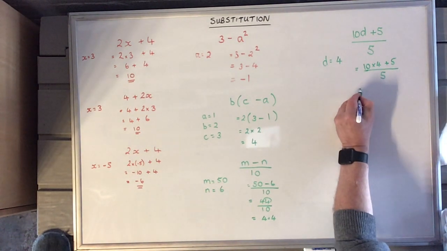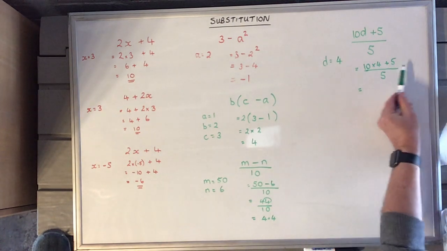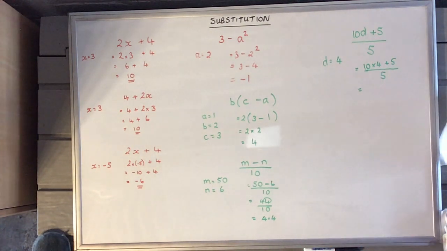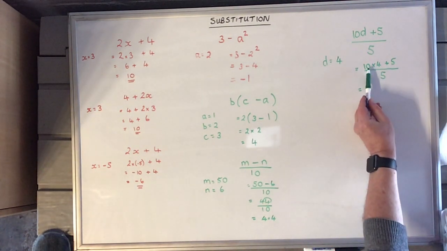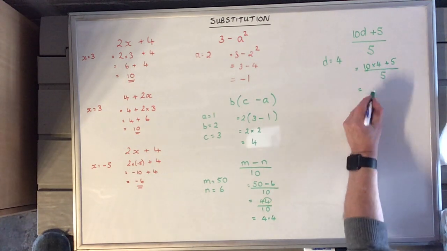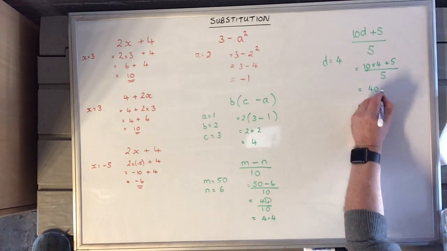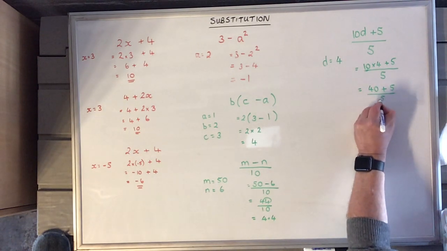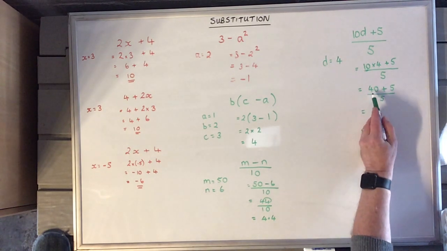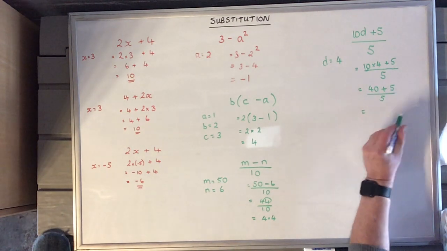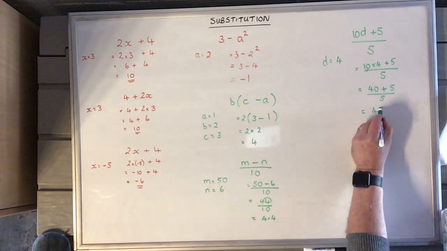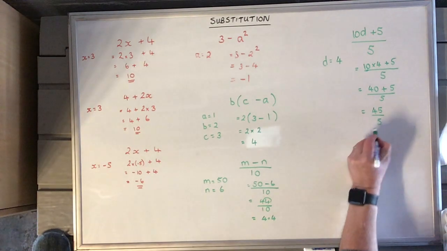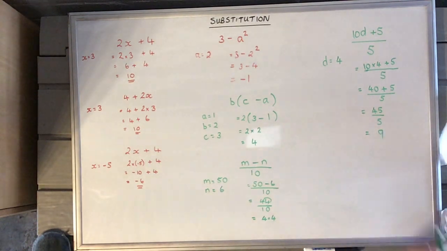Well, we need to find out what the top is first, and then we divide all that by 5. So work out the top first. So we have to do 10 times 4, which is going to be 40, plus the 5 over 5. Again, let's finally get the total of the top. That's 40 plus 5, which is 45. And then we divide that by 5. And our answer is 9.